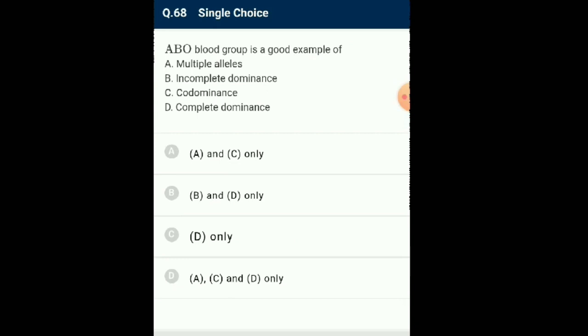Question number 68. ABO blood group is a good example of. ABO blood group is a good example of multiple alleles, codominance, and complete dominance. So the answer for this question is option D. From the given four statements, three are correctly given.